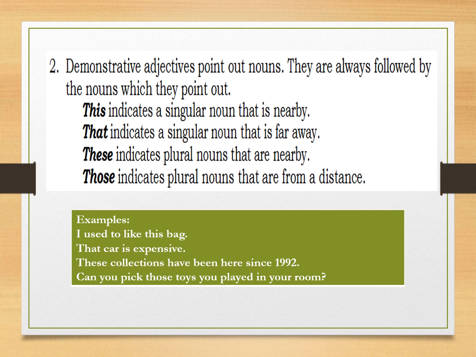This indicates a singular noun that is nearby. That indicates a singular noun that is far away. These indicates plural nouns that are nearby. And those indicates plural nouns that are at a distance. Examples: I used to like this bag. That car is expensive. These collections have been here since 1992. Can you pick those toys you played with in your home?